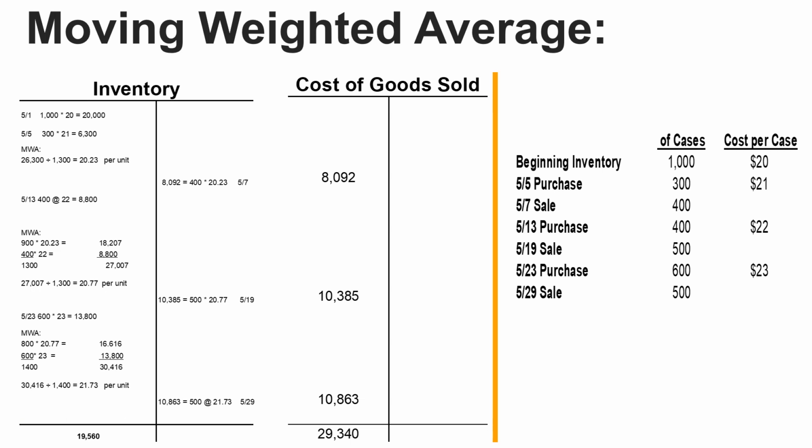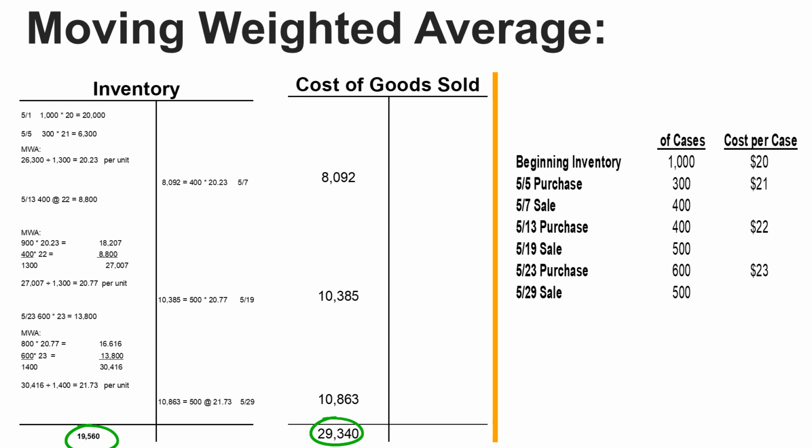Again, our next sale is 500 units. Those 500 units are coming out of the 1,400 that have an average cost of $21.73. So those 500 units will be costed at $21.73. Credit inventory, debit cost of goods sold. And then finally, the ending balance of inventory and cost of goods sold is simply taken by adding all of the debits, beginning balance and purchases, less the credits for cost of goods sold or the inventory being sold, to give us the ending balance.